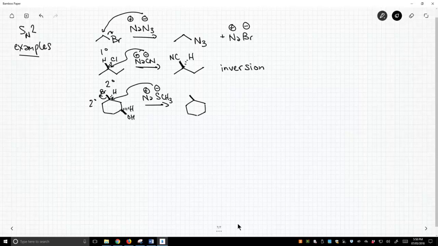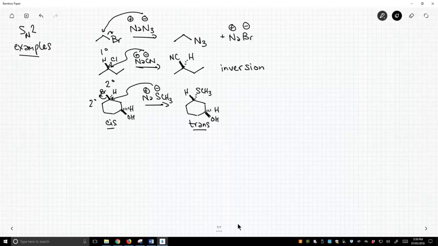That hydrogen which was back gets pushed to the front. The other stereocenter is untouched. So here we have the cis product. We end up with the trans product because we get inversion at the reaction but not at any of the other stereocenters. There's 3 examples.